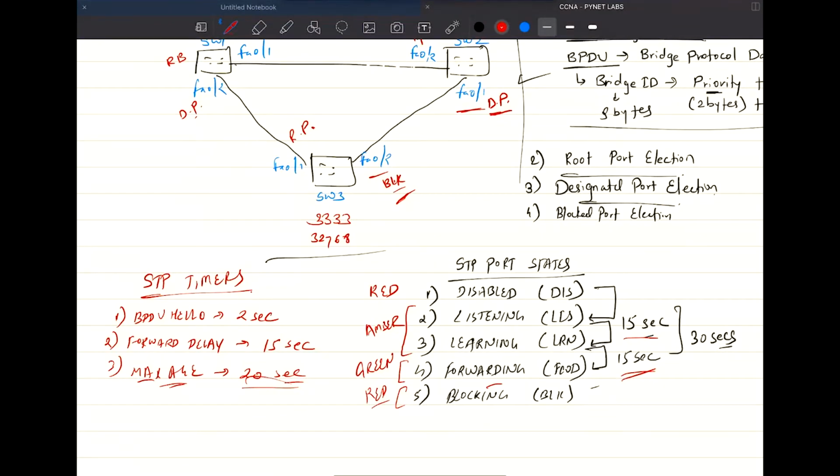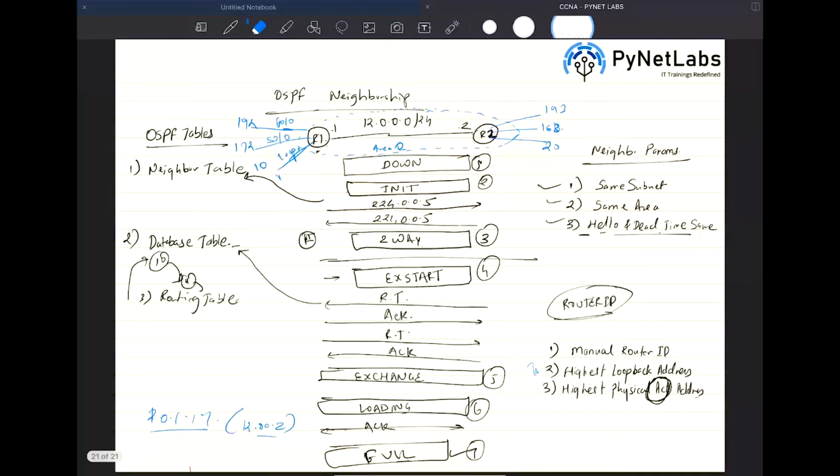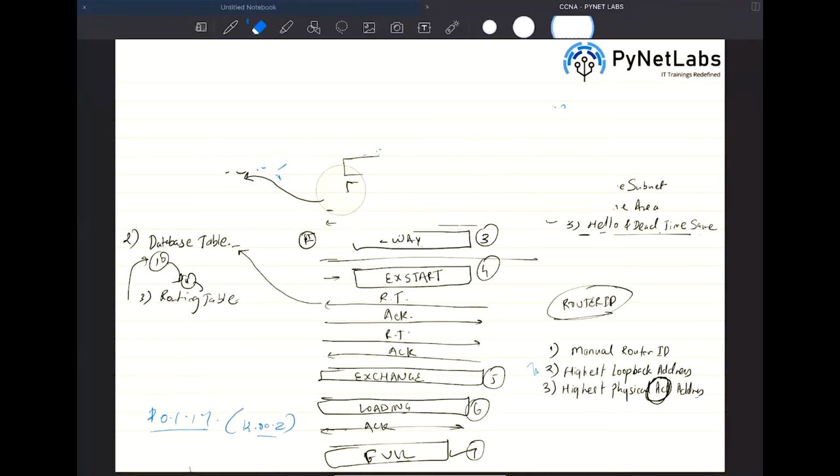And that's all we need to talk about STP at the very basic level. Now what we will do is build up a topology and understand a different topology over here and see how it works.